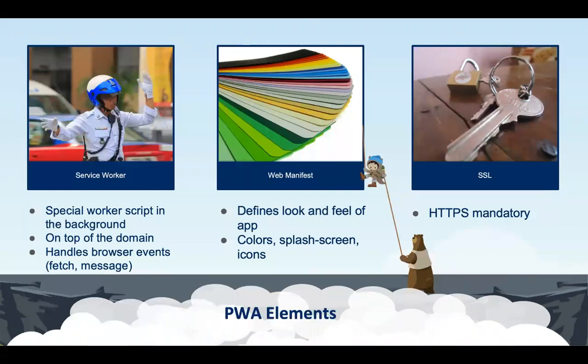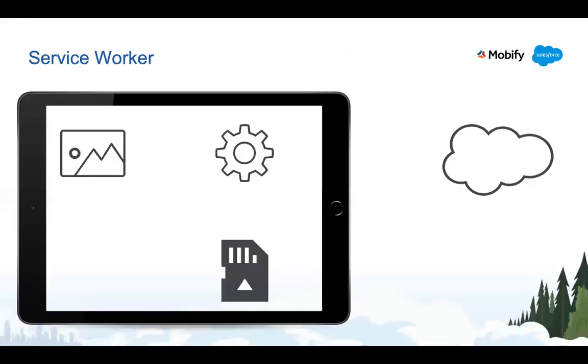It also is based on a web manifest, which really defines the look and feel of an app. So if you decide to add this PWA to your home screen, it will define what colors and icons to use and so on. And finally, SSL. The only way you get a progressive web app is if you use a fully secure site. So that's why HTTPS is mandatory in this case.